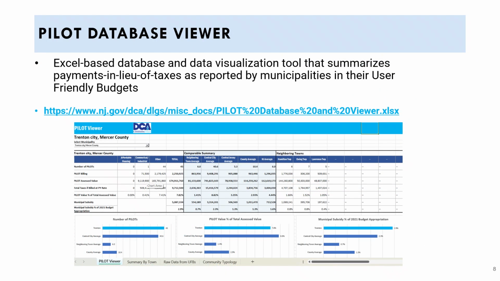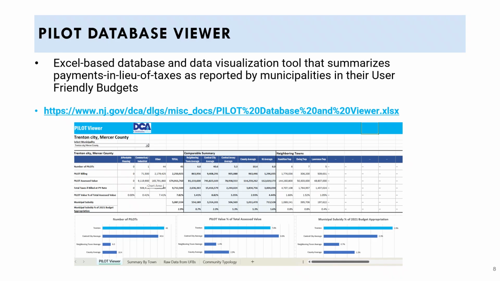The next resource is our pilot database viewer. This is an Excel-based database and data visualization tool that summarizes payments in lieu of taxes as reported by municipalities in their user-friendly budgets. You can select your municipality and see the total number of pilots, your pilot billing, pilot assessed value, and the total taxes if the assessed value was taxed at the prior year rate. We also calculate the pilot's value as a percentage of the total assessed value and the municipal subsidy for each project as calculated, also as a percentage of your budget appropriation.